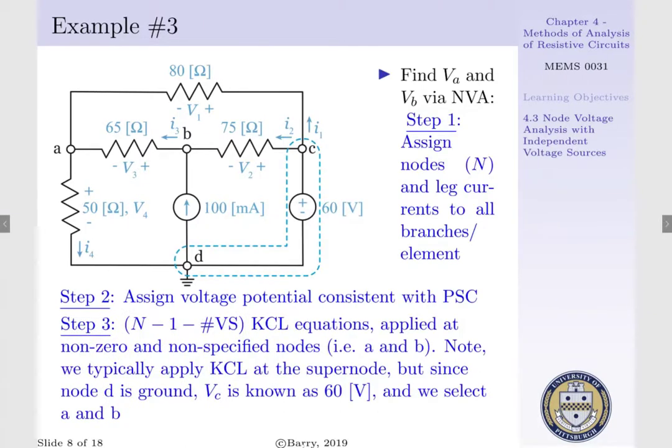Step 3 is to determine the number of KCL equations necessary. We have 4 nodes, less unity, less our number of voltage sources, which is 1. Thus, we need 2 KCL equations. Typically, we'd apply a KCL equation at our supernode, but since node D is ground, node C is going to be equal to 60 volts. Thus, we will select nodes A and B to construct our KCL analyses.